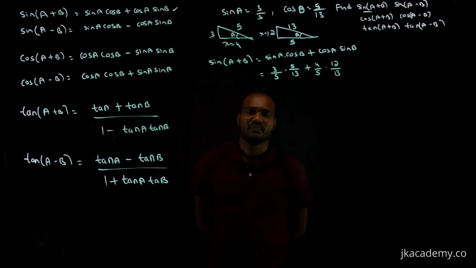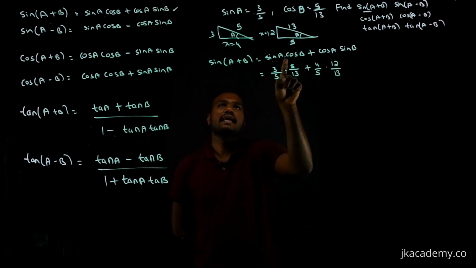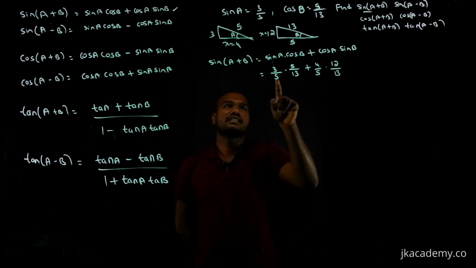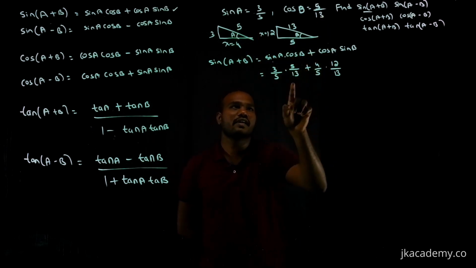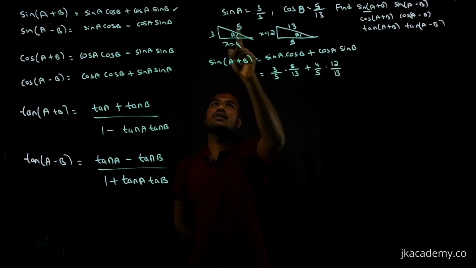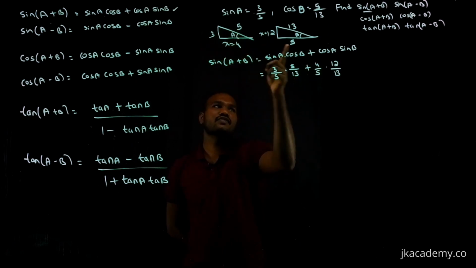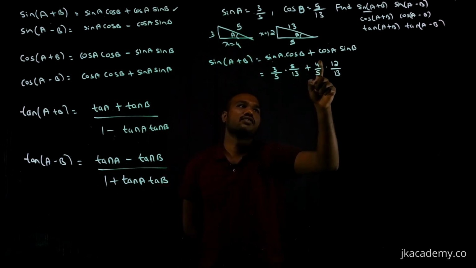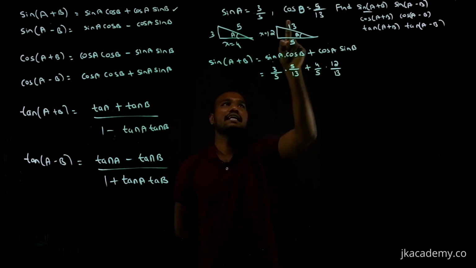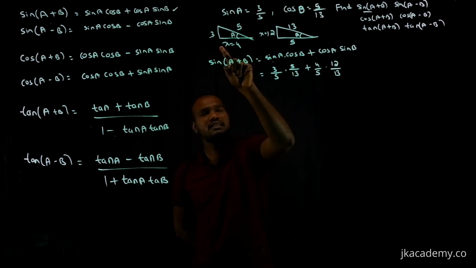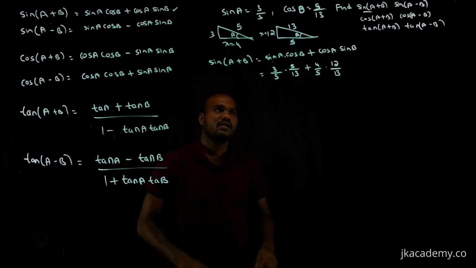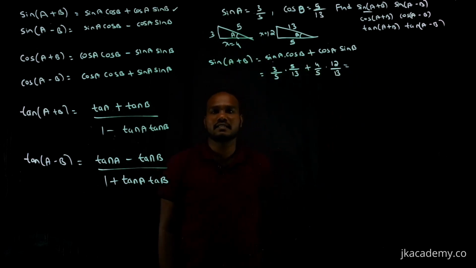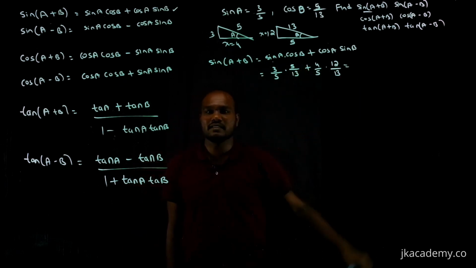Is that simple? So sin A is given in the question, just taken here. Cos B is also given in the question, I have taken. Plus cos A. A is given, I know how to find cos A. Cos A means adjacent by hypotenuse, so 4 by 5 times sin B. B means this, A means this diagram. Whatever is given, if you multiply this and solve it, you will get an answer.